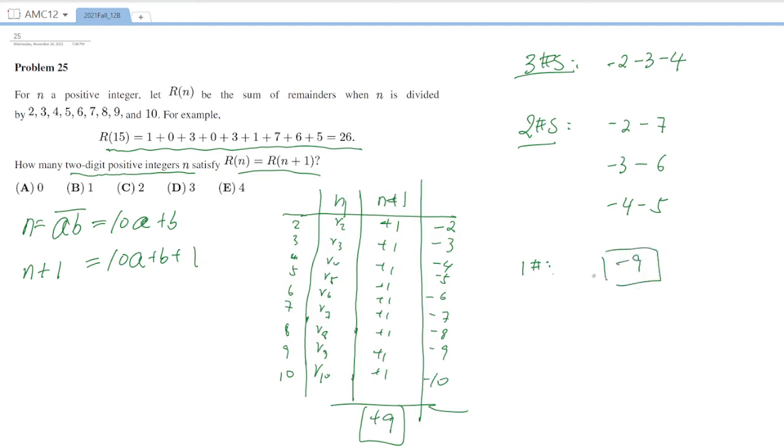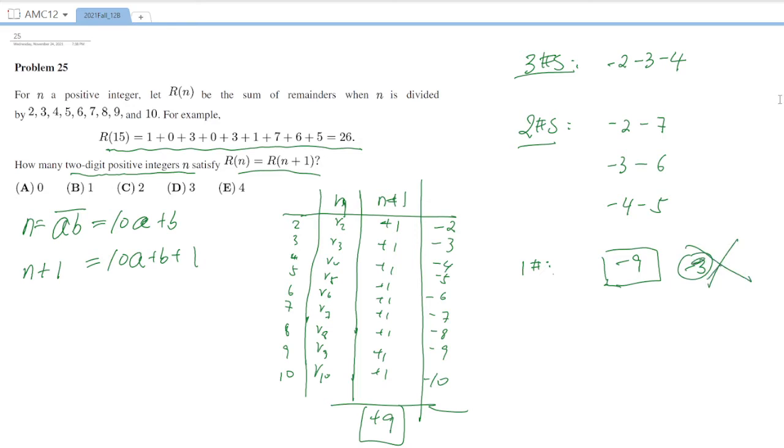Let's think about what subtracting 9 means. The remainder of n divided by 9 is 8, and n plus 1 divided by 9 is 0, so you subtract 9, from originally 9 to 0. But if n plus 1 is divisible by 9, then n plus 1 is also divisible by 3, so you cannot only subtract 9, because you also have to subtract 3. So this possibility is gone.